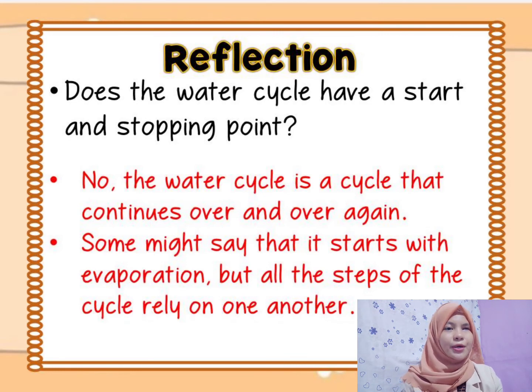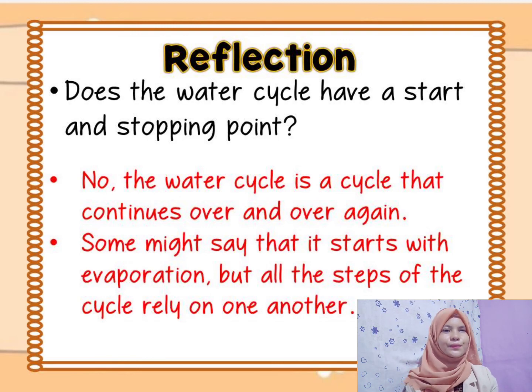Does the water cycle have a starting and stopping point? No. The water cycle is a cycle that continues over and over again. Some might say that it starts with evaporation, but all the steps of the cycle rely on one another.